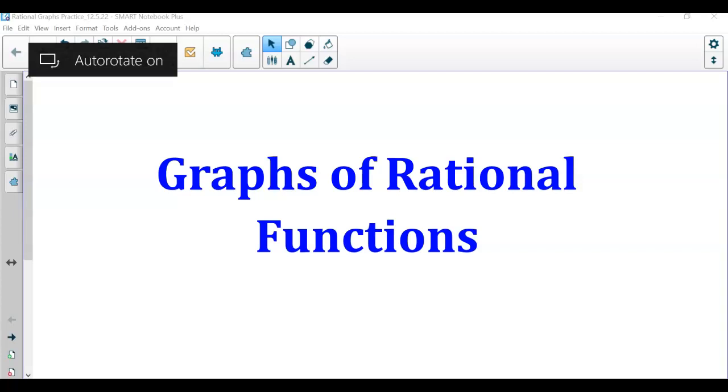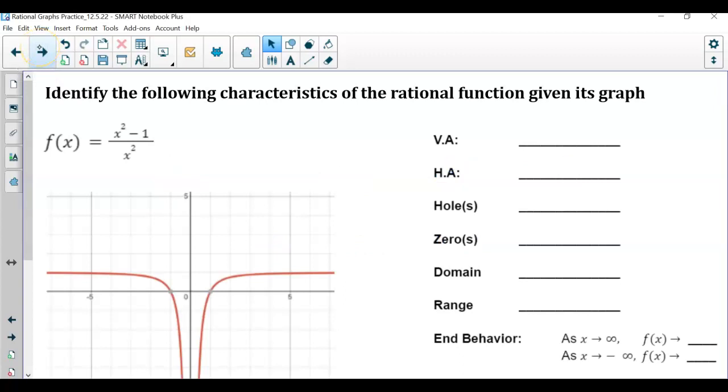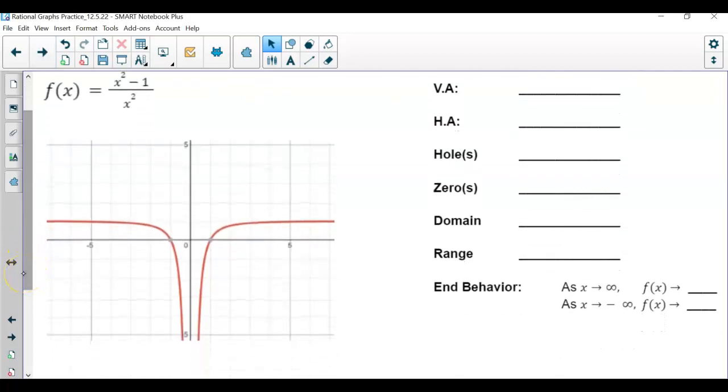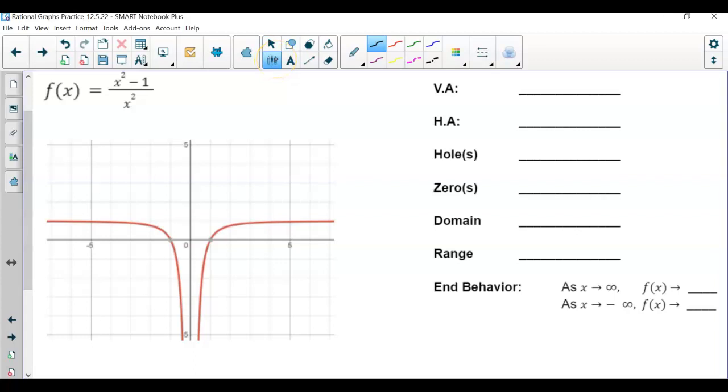In this video, I'm going over our practice with rational functions and with the graphs of those rational functions. In the first example, you're given the graph and the equation, but we're going back to all of these characteristics of our rational function. For example, I could visually look at this graph here, and I could see that I have two asymptotes. I have my vertical, so I have my up and down, right?